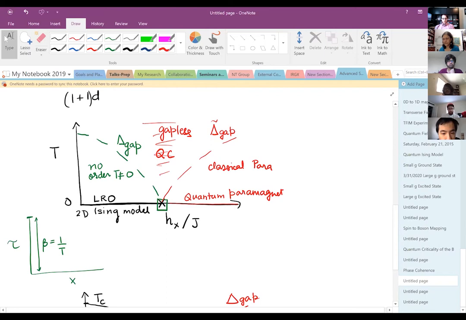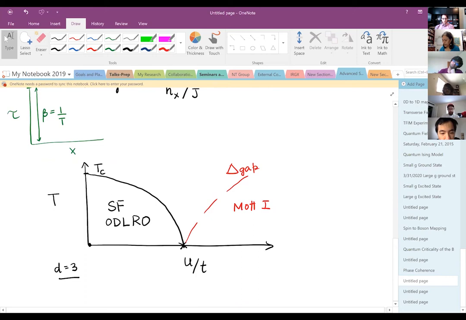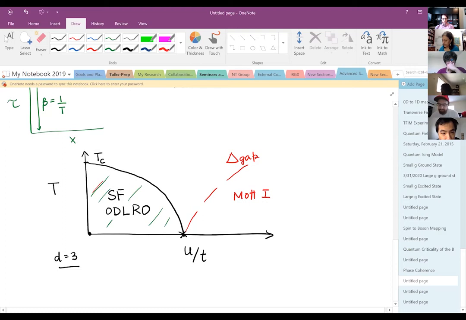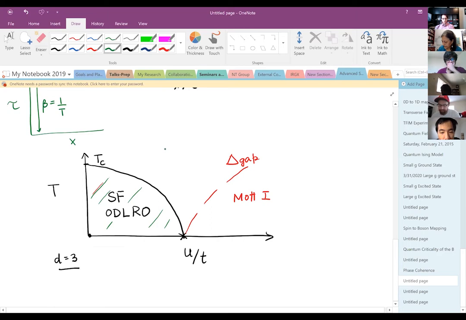Here, you are indeed in an ordered phase. This phase has long range order, and by now you understand what kind of long range order it is. It's essentially long range phase order. But beyond that, you go into a gapless phase. So again, the key thing here is that we are going into a gapless phase, and this is now quantum critical.